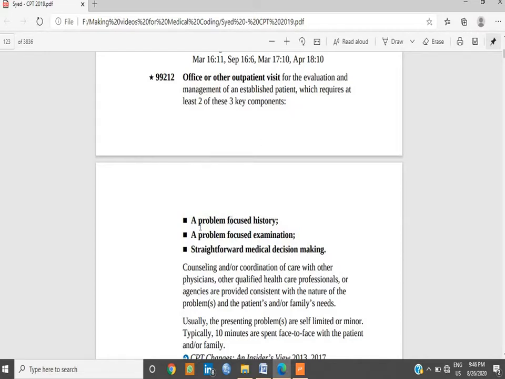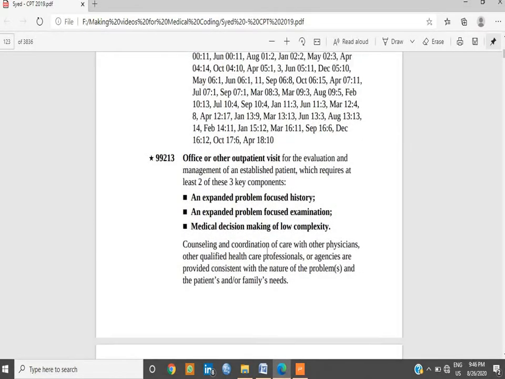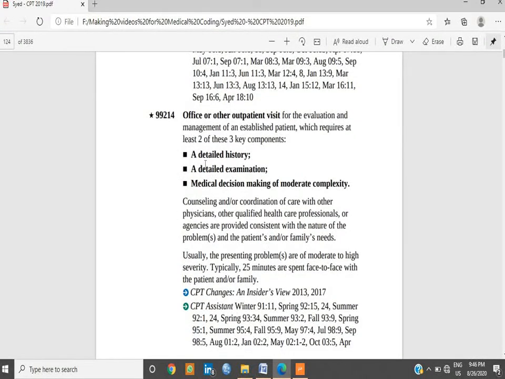So is it problem focused history? No, we haven't got any detail of history. So we have to take only MDM and examination. So a problem focused examination? No, it was detailed examination. So not this. Expanded problem focused exam? No. Okay, so a detailed examination.